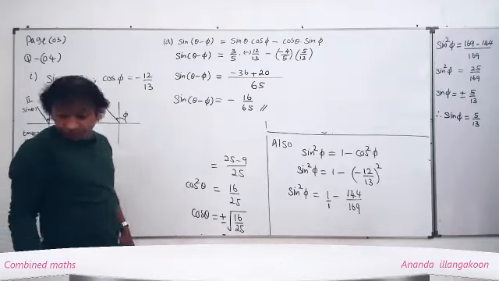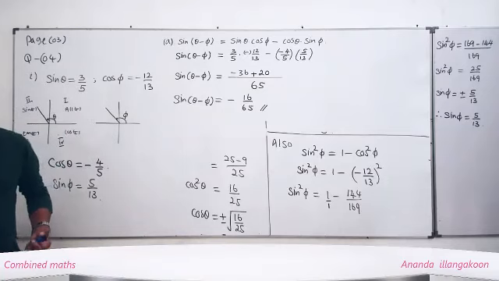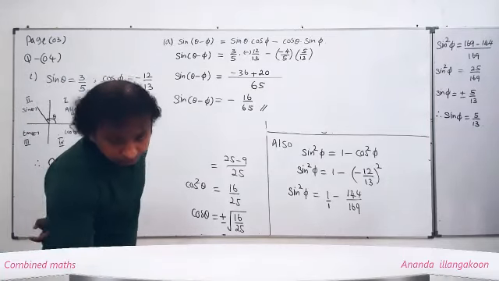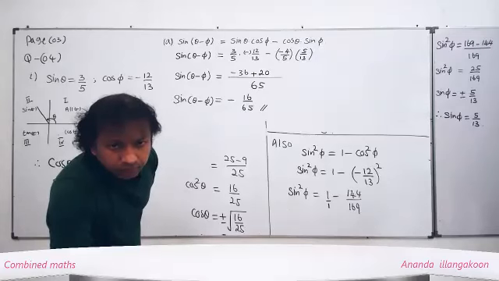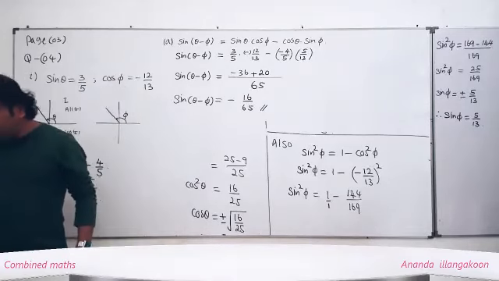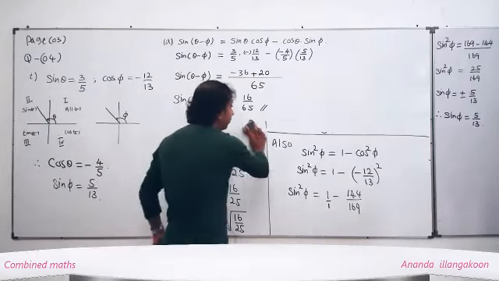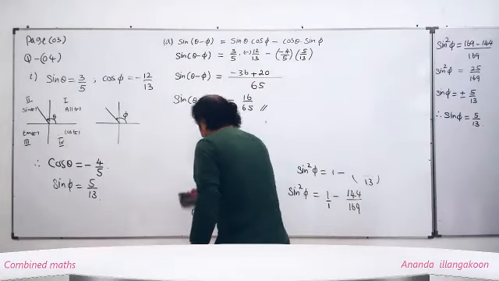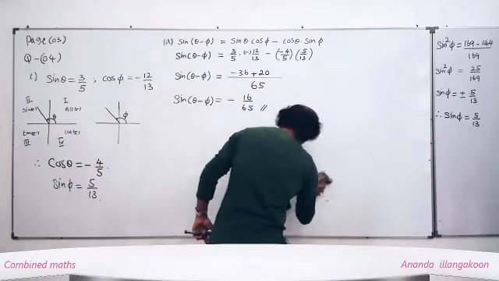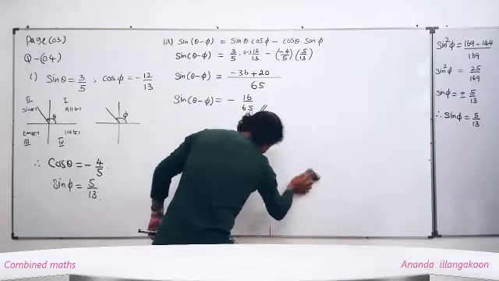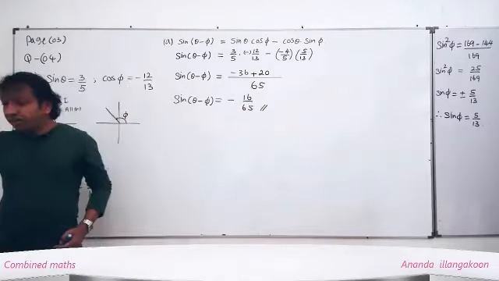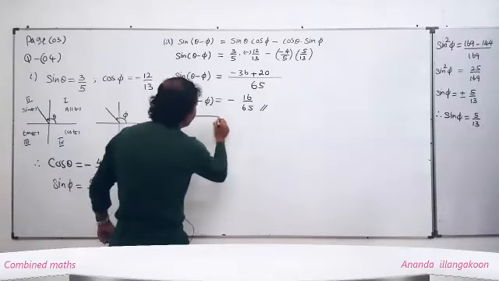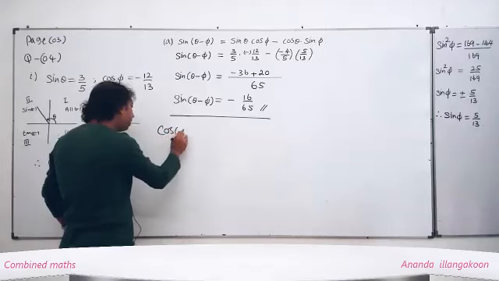Take B and C: cos theta plus phi and tan theta plus phi. Okay. Take that, people. Take cos theta plus phi. People, what is the cos theta plus phi?